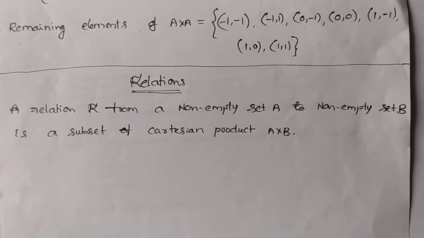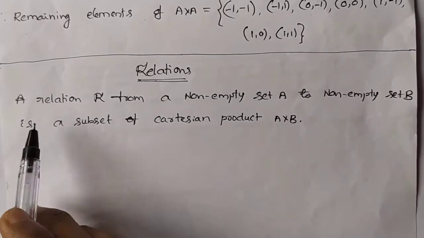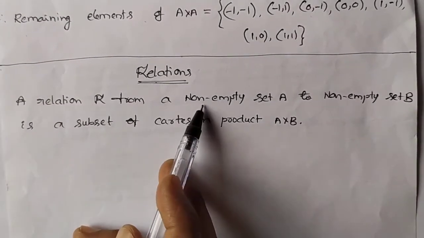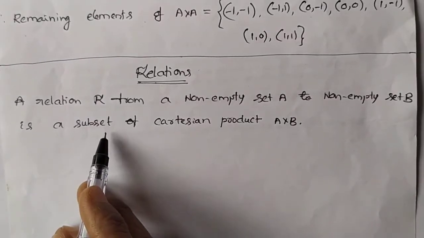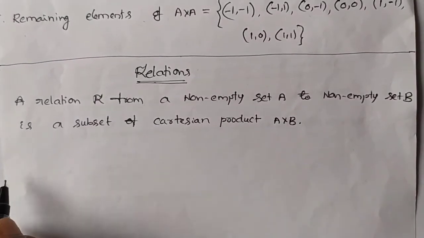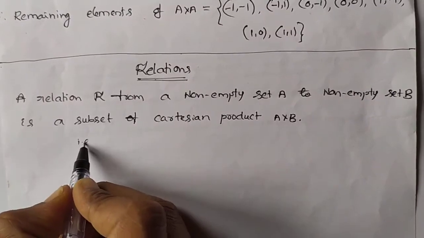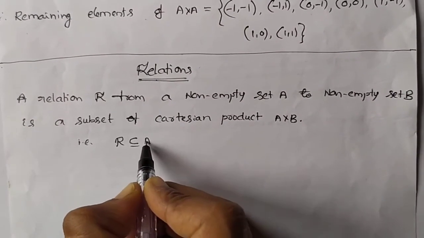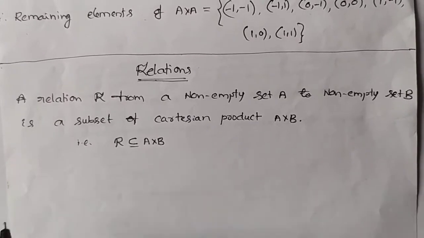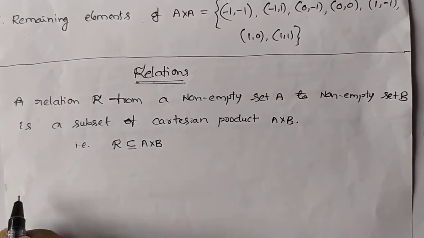It is a definition of a relation. A relation R from a non-empty set A to a non-empty set B is a subset of the Cartesian product A cross B. That is, a relation is always a subset of A cross B, the Cartesian product of A cross B.